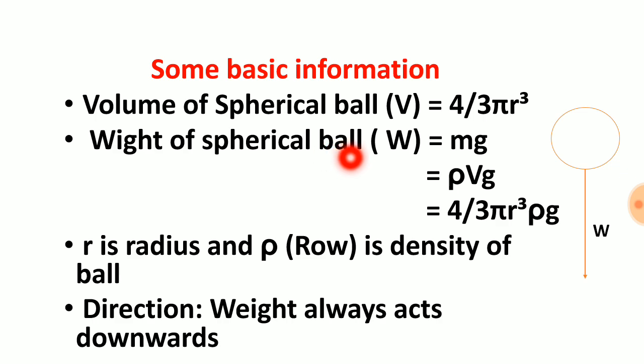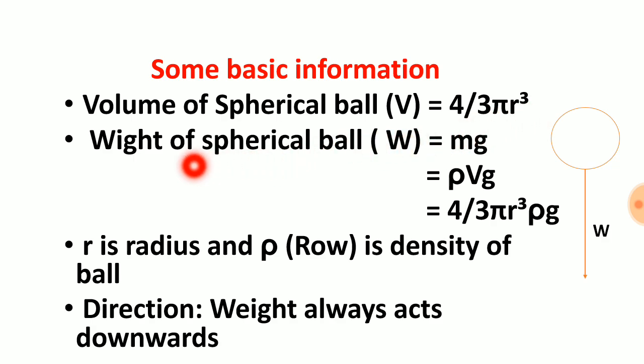If we have to calculate weight of a spherical ball, then we must learn the volume of spherical ball, that is 4/3 pi r cube. Why I kept this information over here? Because in Millikan's oil drop experiment they use a special type of oil, and oil drop is in spherical shape, and the volume of sphere is 4/3 pi r cube.